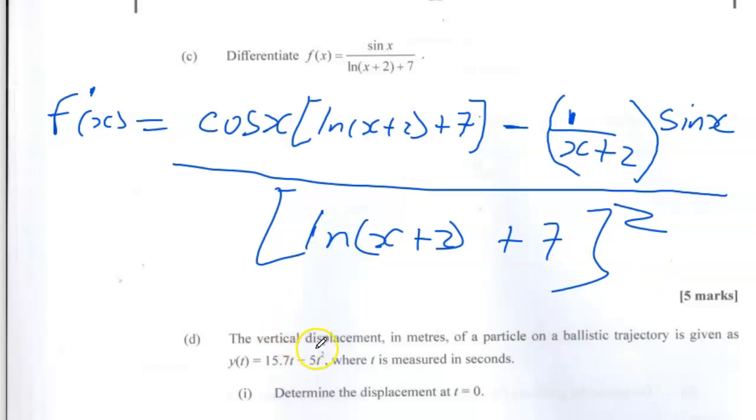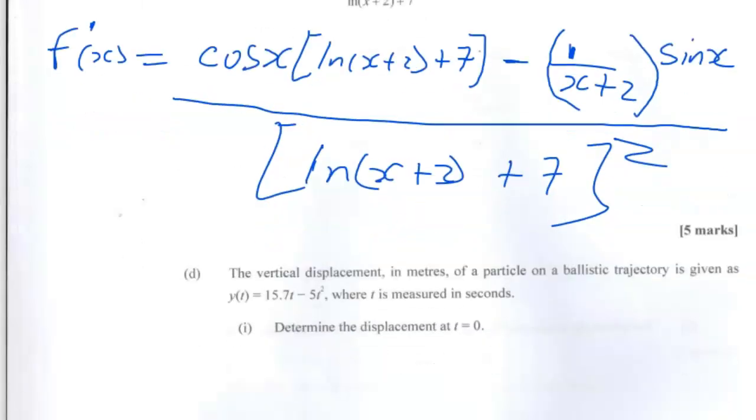The vertical displacement in meters of a particle on a ballistic trajectory is given as y, which is a function of t, so y equals 15.7t minus 5t squared, where t is measured in seconds. So the thing is going vertically. We're not told if it's going up or down, but it's traveling vertically. Determine the displacement when t is 0.